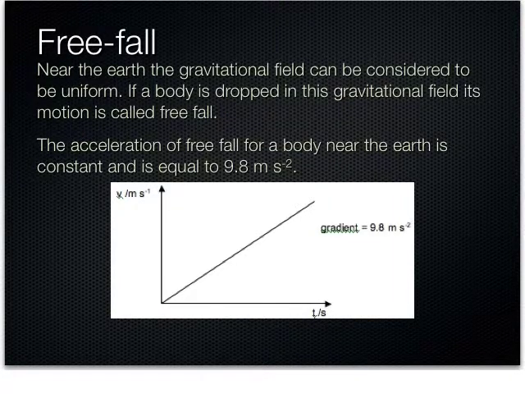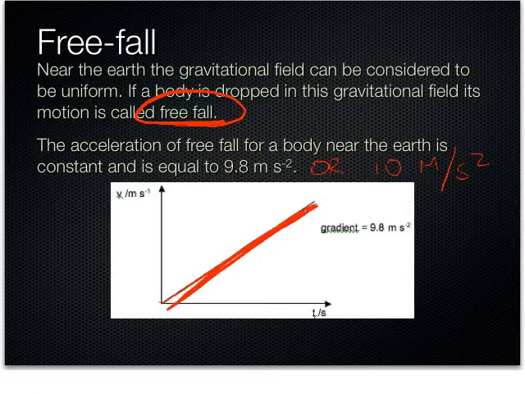Near the Earth, the gravitational field can be considered to be uniform. If a body is dropped in this gravitational field, its motion is called free fall. Okay, so it's falling freely. The acceleration of free fall for a body near the Earth is constant and is equal to 9.8 meters per second squared. Or, you guys can use 10 this year. Okay, so it's a constant line and it has a gradient of around about 9.8 or 10. Okay, in other words, for every second, we're increasing our speed by 9.8.